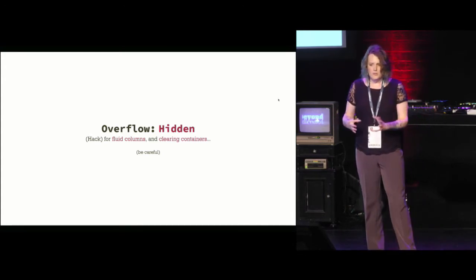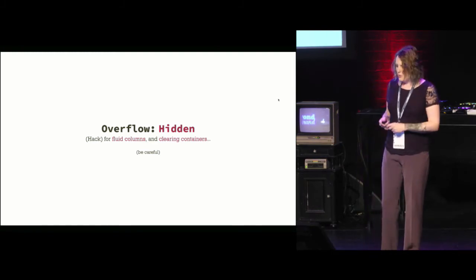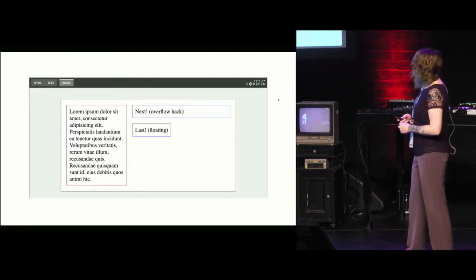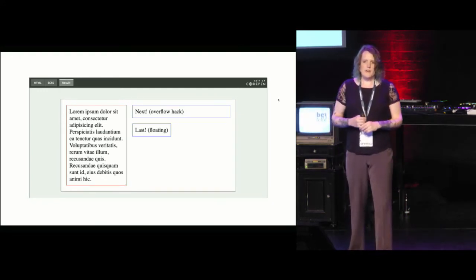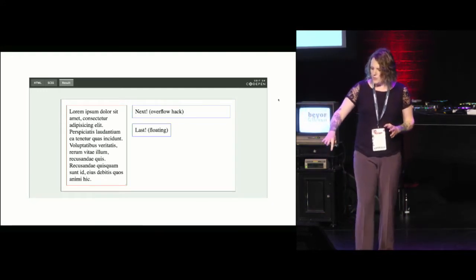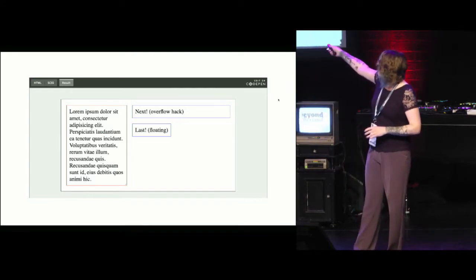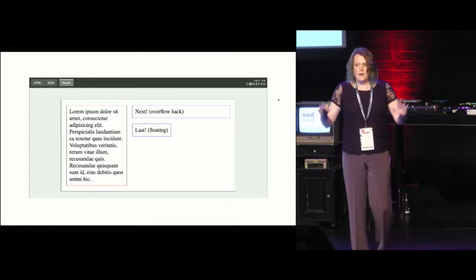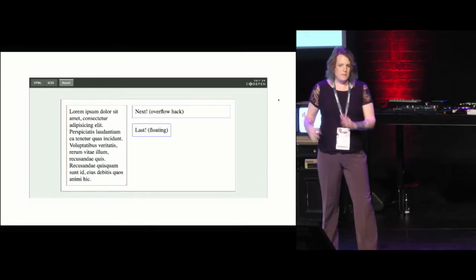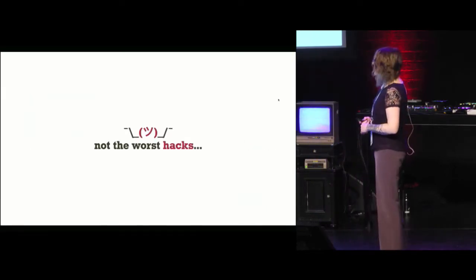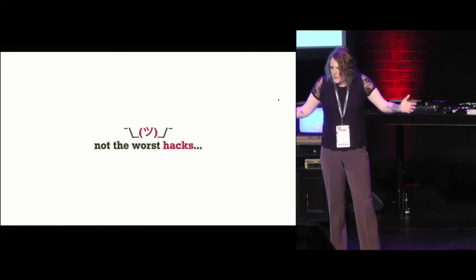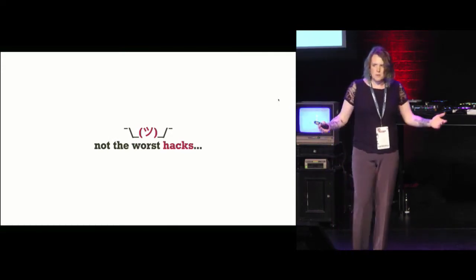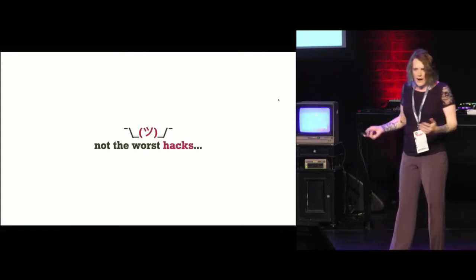It can also be used to create fluid columns, and Nicole Sullivan uses that in OOCSS, which is clever. So adding overflow also pushes things out of the way and allows that next overflow hack there to take up the remaining space and be fluid no matter what the size of the sidebar is. So it's not the worst hack. We used it for a while. It worked. It was fine. But it was a hack.